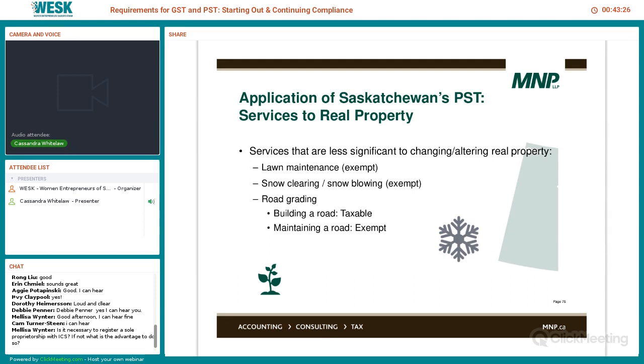Any services that are less significant to actually changing the real property will still be exempt. These are things like lawn maintenance or snow clearing. Road grading is a pretty interesting example, because if you're building a road, you're changing the land, and so the road will be taxable. But if you're just maintaining the road, keeping it going, that's exempt because you're not actually changing or altering the real property, you're just maintaining it. So it's a little bit like the difference between a capital and an operating expense in that way.